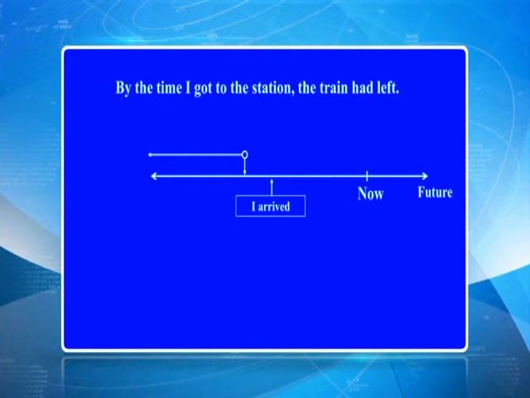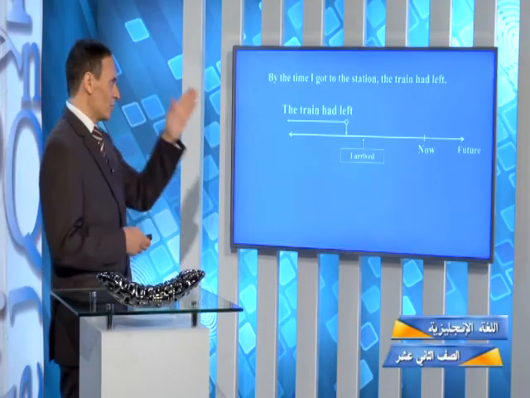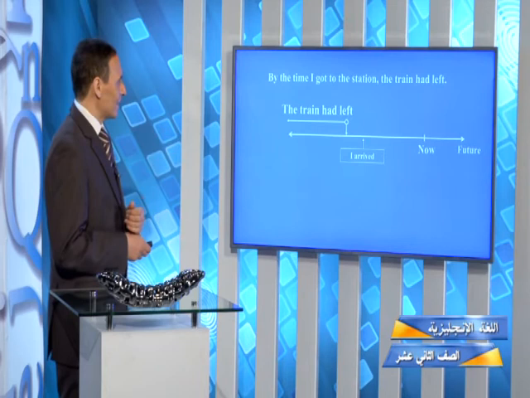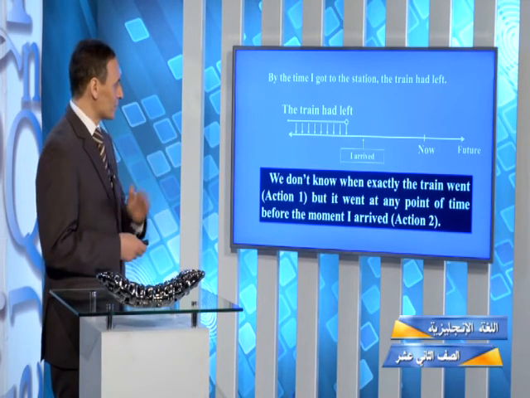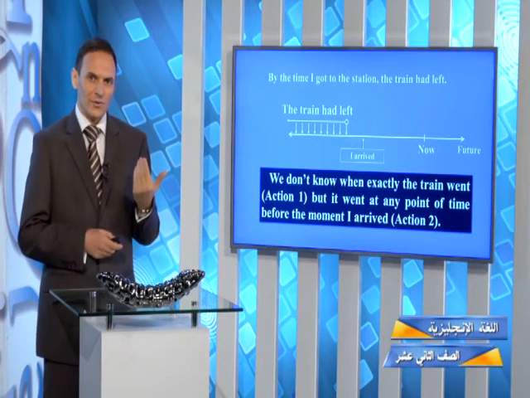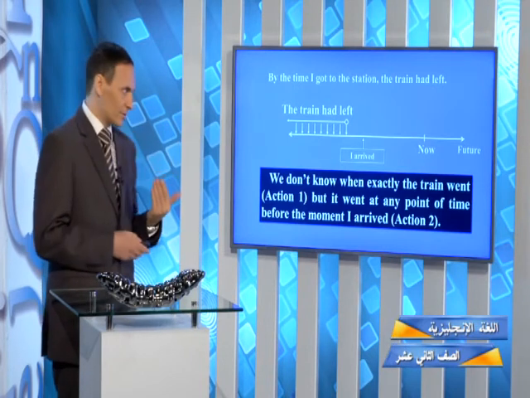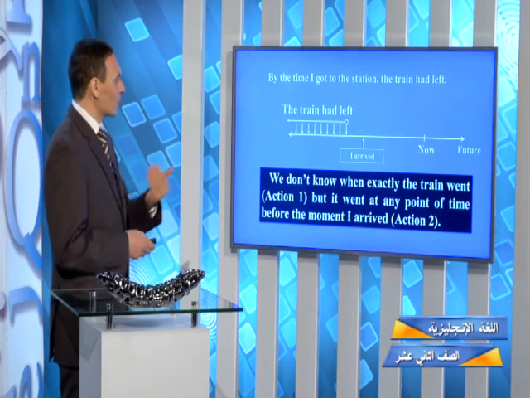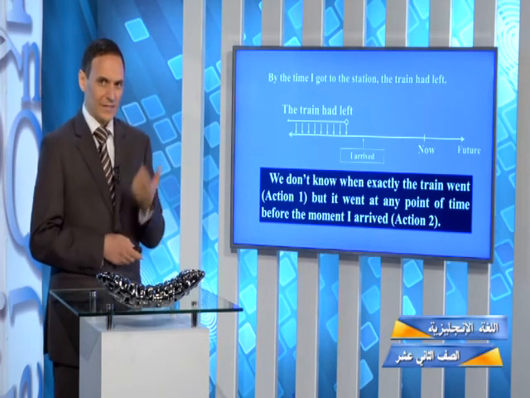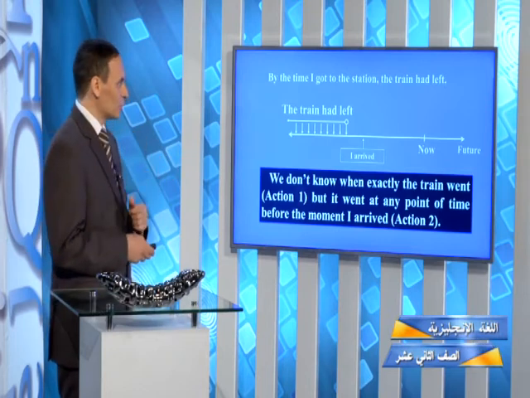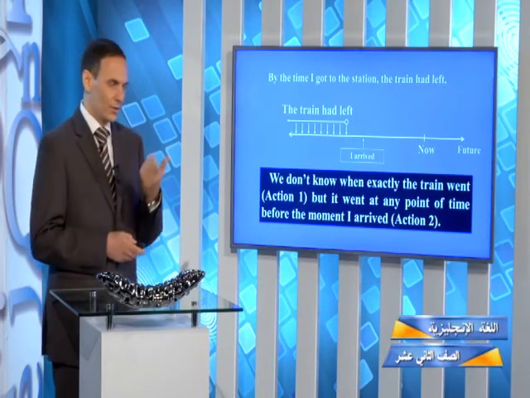Now, I arrived late. Before I arrived, the train had left. It had left at any point of time before the moment I arrived. Okay? So the train had left before I arrived. The first verb should be in the past perfect, had left. The second verb should be in the simple past, arrived.